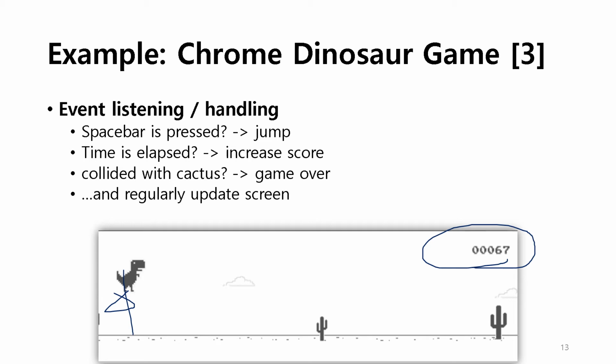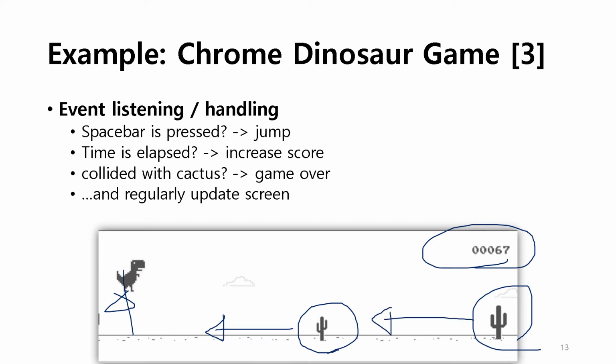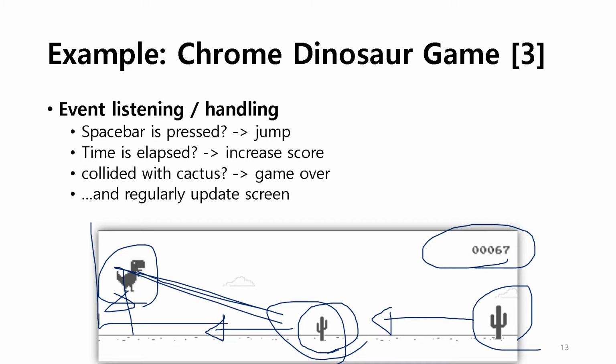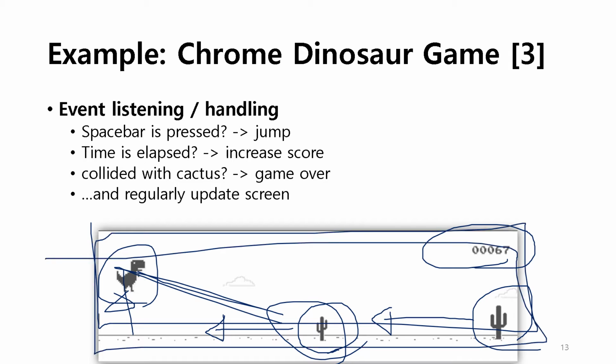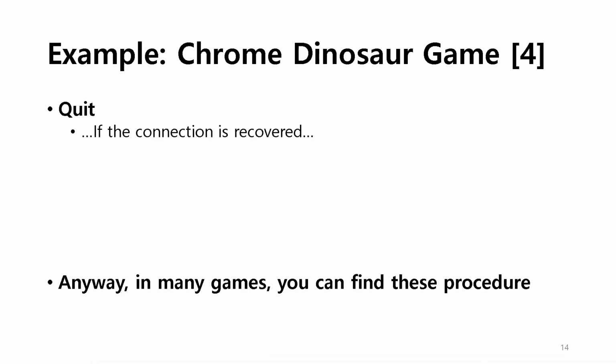Also, we should generate obstacles continuously, and they approach. And check if the dino and cactus have collided. If they collide with each other, then the game is over. And then the screen should be updated continuously. If the game is over, then it breaks the loop and shows the ending screen.